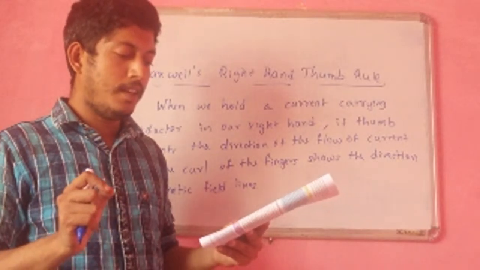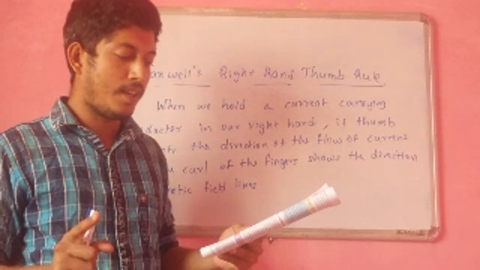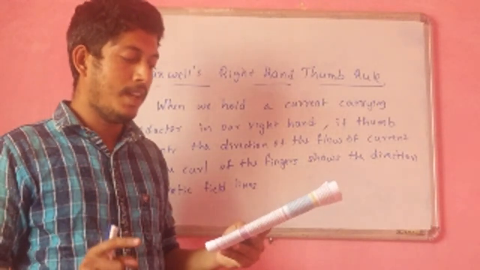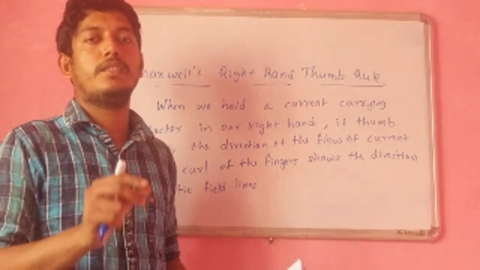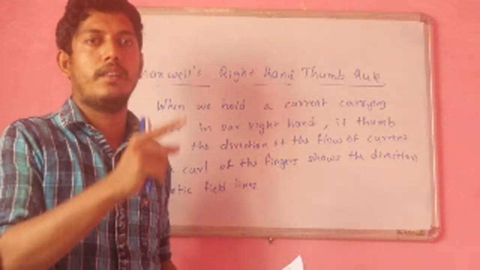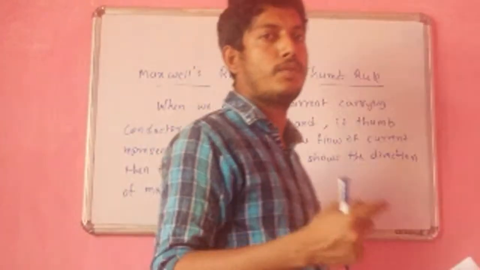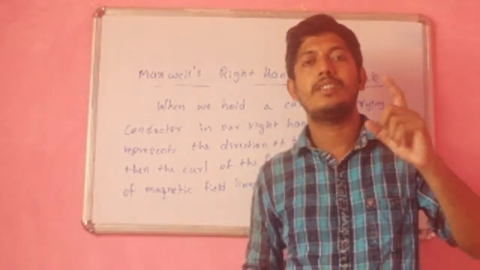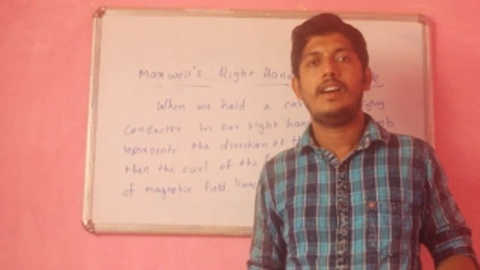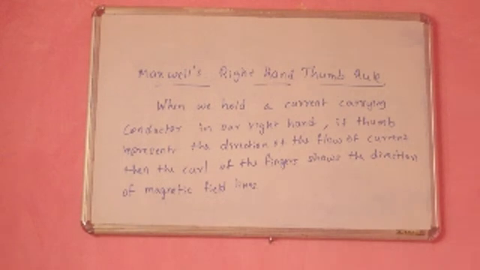If we consider ourselves driving a corkscrew in the direction of the current, the direction of rotation of the corkscrew is the direction of the magnetic field. They consider the rotation of the screw lines to represent the magnetic field if the screw is in the direction of the electric current flow. This is about Maxwell's right hand thumb rule, which is also known as Maxwell's corkscrew rule.